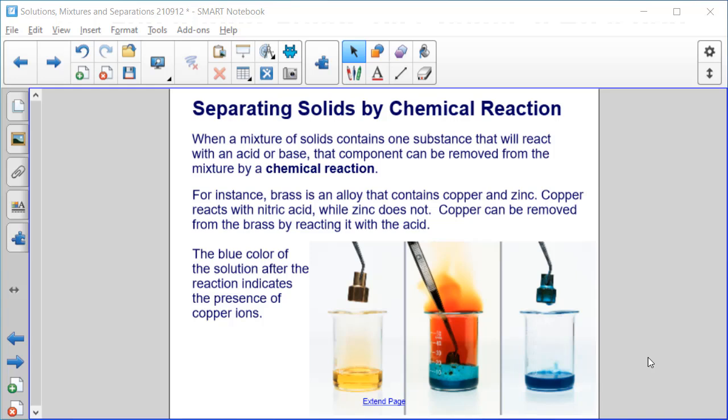So here's brass, here's the acid. We put the brass sample into the acid and we see this reaction happening. The blue color that appears here after the reaction indicates the presence of the copper ions. So the copper is left behind here and is no longer in this sample. This is no longer a sample of brass, right, because the copper has been removed from the mixture.